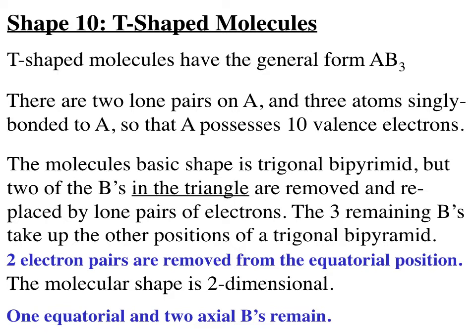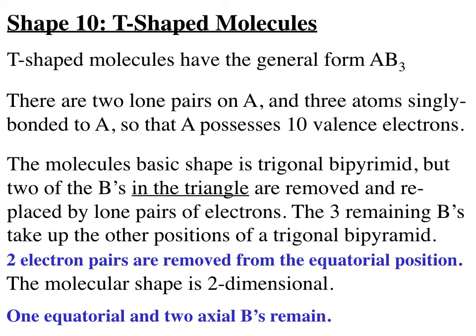Now, as we did in the case of the distorted tetrahedron, the non-bonding pairs of electrons are located in the equatorial triangular positions in the middle of the trigonal bipyramid. So I essentially am popping 2 B's loose from the triangle in the middle, or in the equatorial positions.